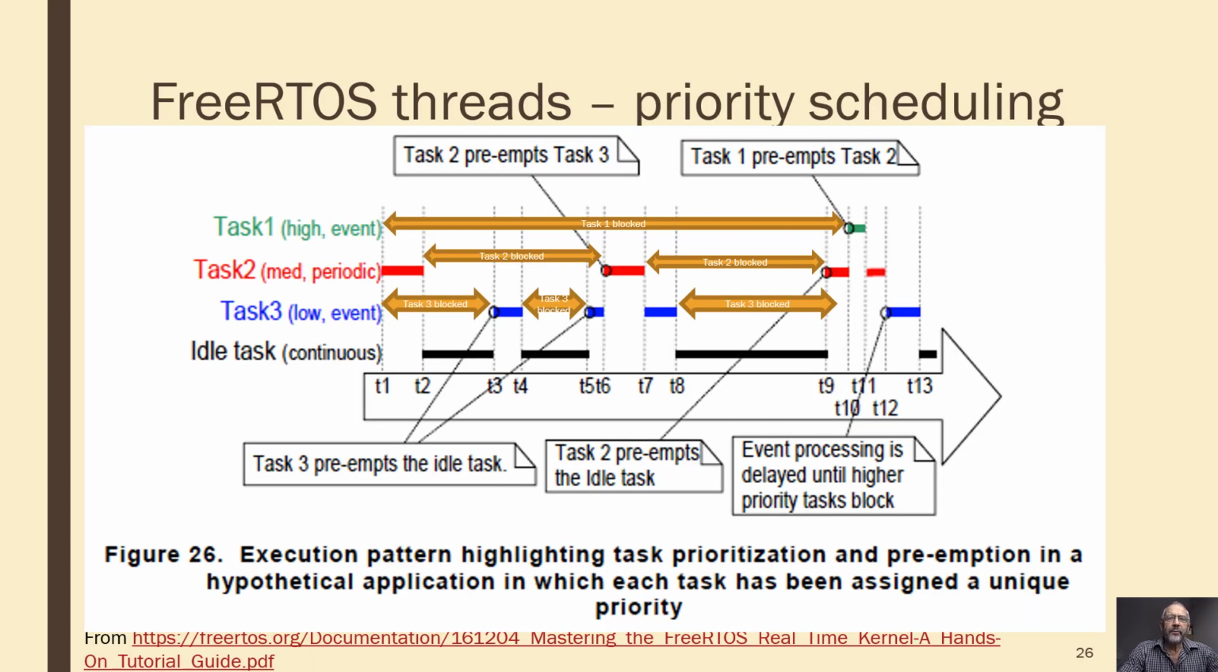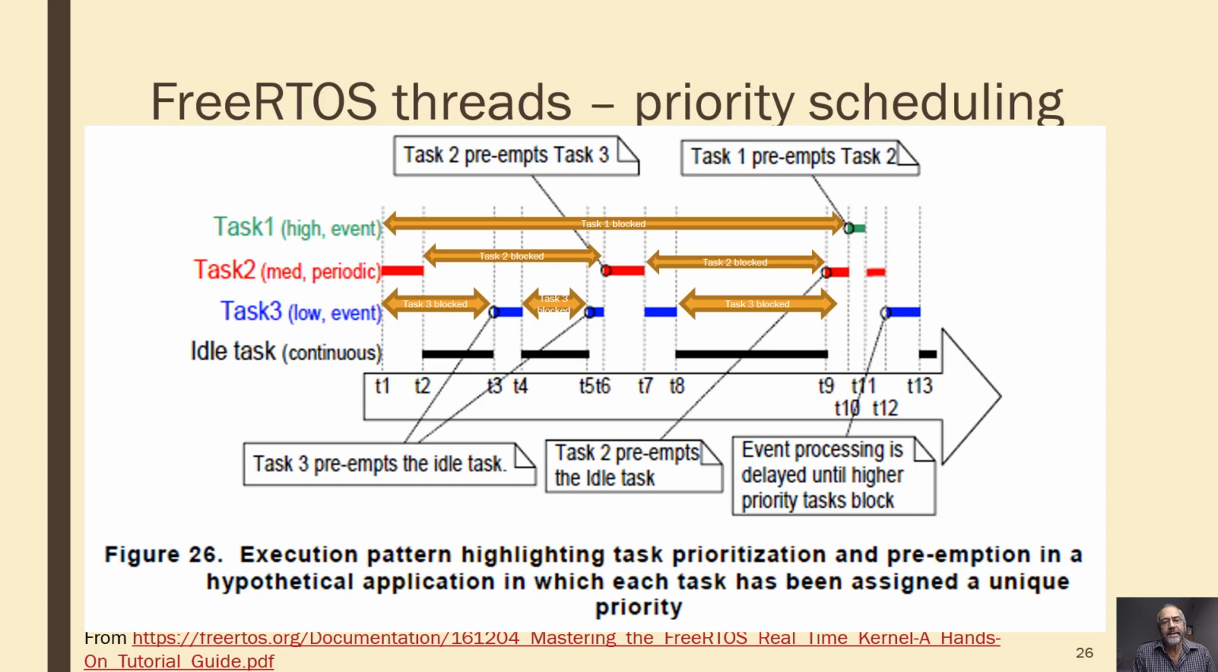Let's look at this example over here. Here we have 3 threads. They are called tasks because it's FreeRTOS. And they have different priorities. Task 1 has the highest priority. Task 2 has medium priority. And task 3 has low priority.